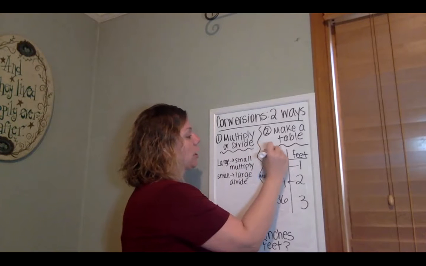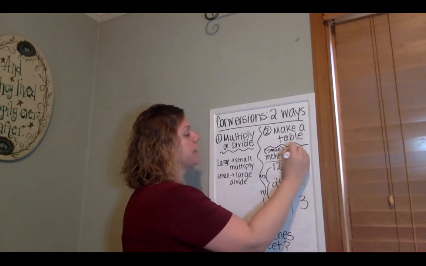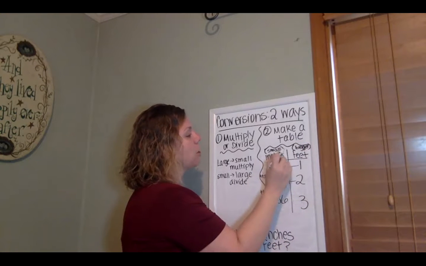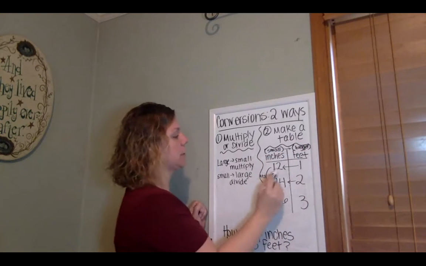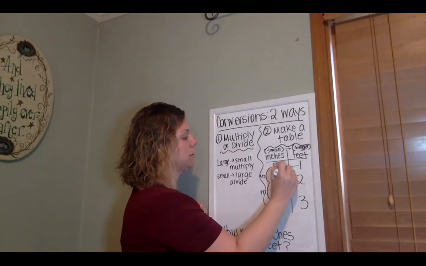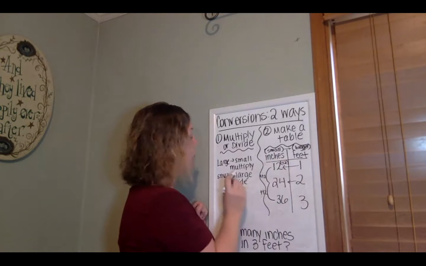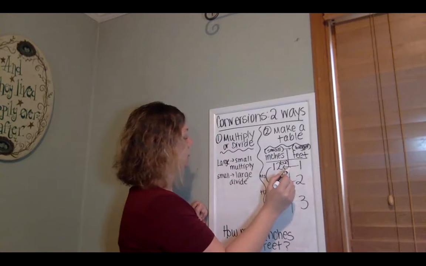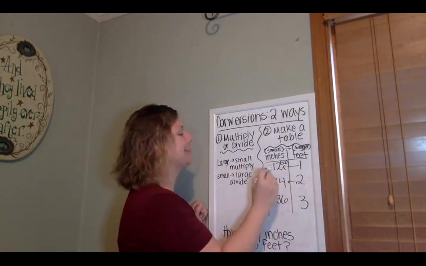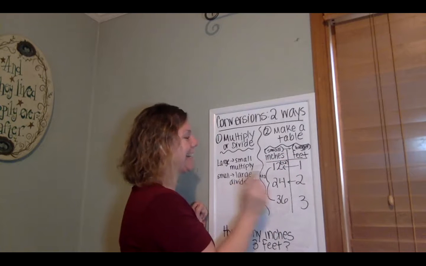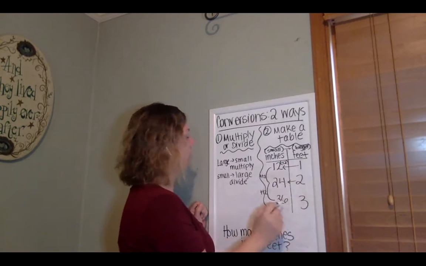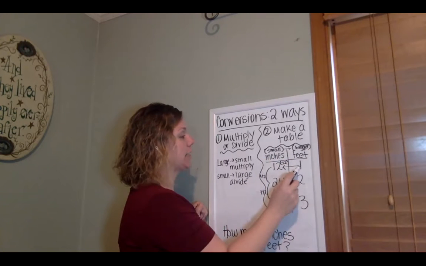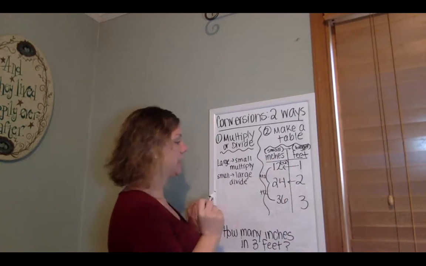Inches is smaller and feet are bigger or larger. So going from small to large, I divided. My rule was divided by 12 when I was going from small to large. When I was going from large to small, I multiplied. So I did times 12 to get from this side of the table to this side of the table.